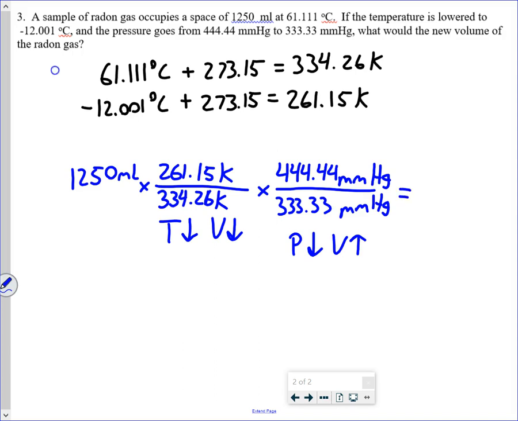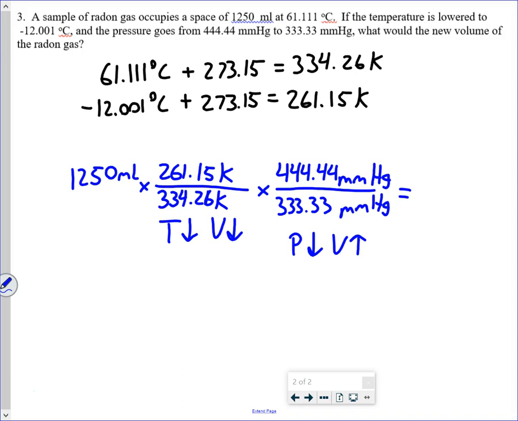I punch all this in. 1250 multiplied by 261.15, divide that by 334.26, multiplied by 444.44, and divide by 333.33. I'm getting a final volume of 1302 in my calculator. However, we can only have 3 sig figs. So we can't leave it as 1302. And actually, we can't leave it as 1300 either, because that would only be 2 sig figs.